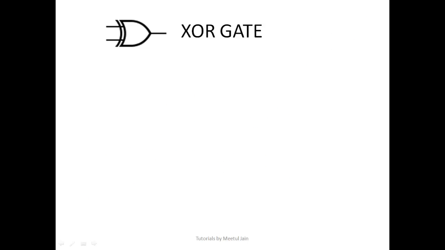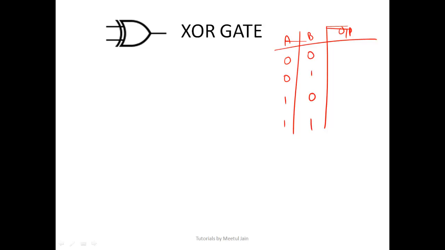Now here comes an interesting gate, that is the XOR gate. The function of an XOR gate is to allow the input only when both the inputs are different. That is, A and B must be different, only then its output would be 1. So let us draw its truth table first. So when A and B are different, only then its output would be 1. When both are the same, its output would be 0.